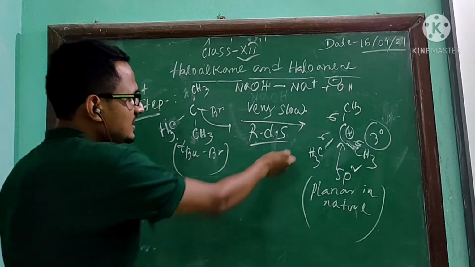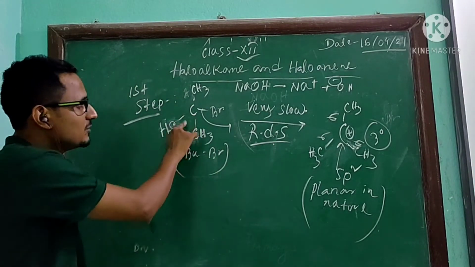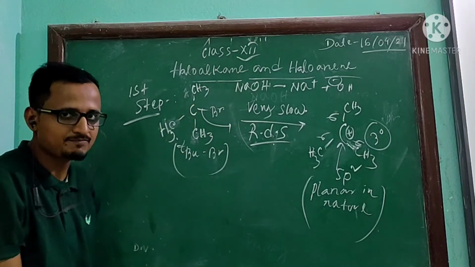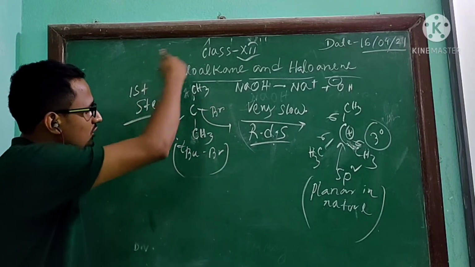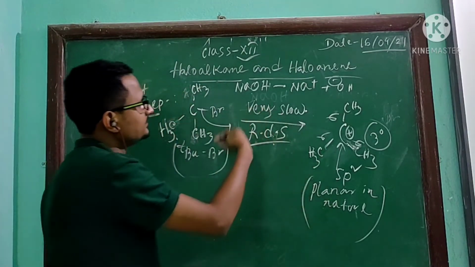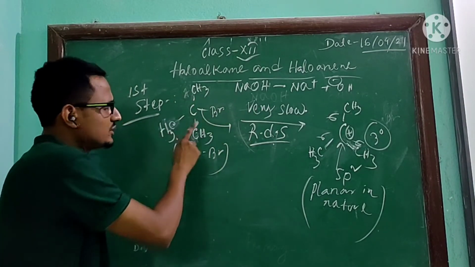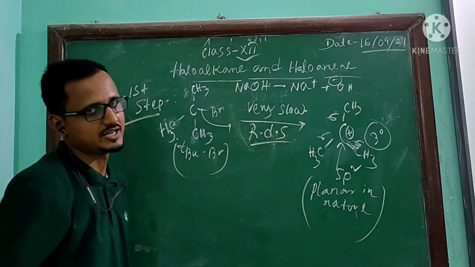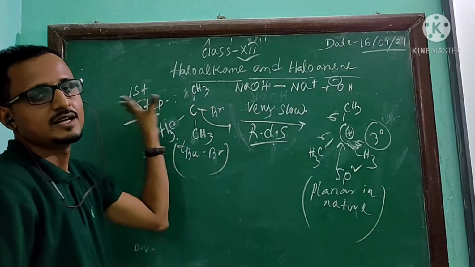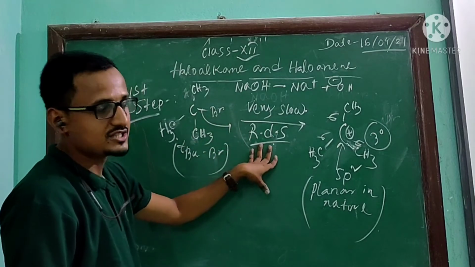And the rate determining step of this reaction includes only one molecule, that means tertiary butyl bromide. Here sodium hydroxide is not taking part in this step. So this step includes only one molecule. This is called the rate-limiting step of this reaction, and as it includes only one molecule, it is a unimolecular reaction. Why is the name SN1? Because only one molecule is participating in the rate-limiting step, which is very slow.